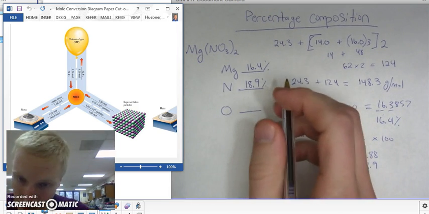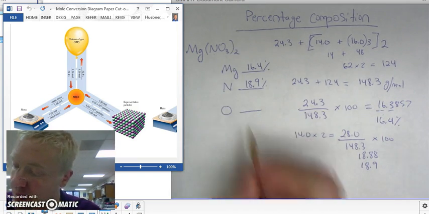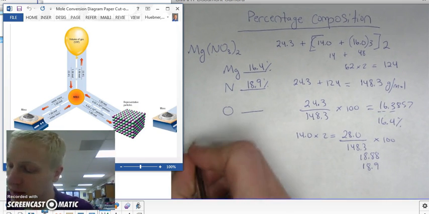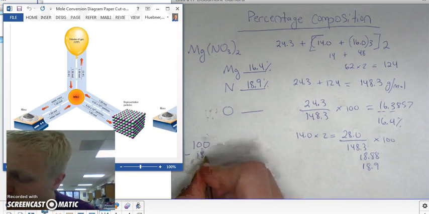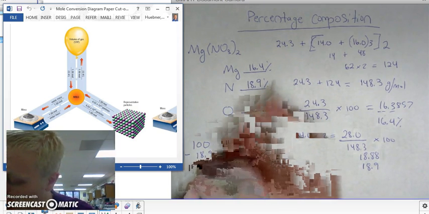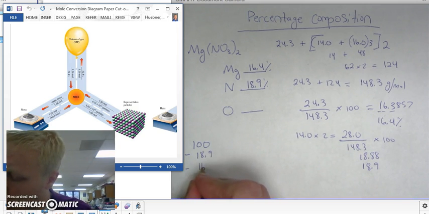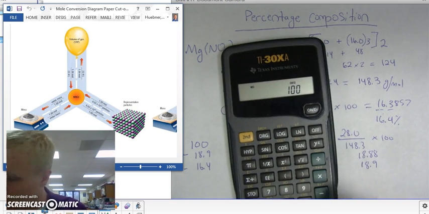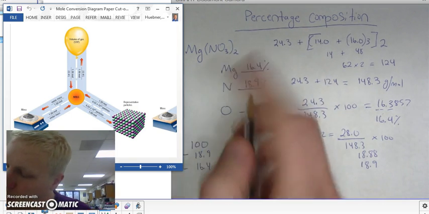Alright, now there's 2 ways to find this third one. I'll do one way first and then the other way second. Once you've found all of them except for the last one, what you can do is take the overall percentage, which should be out of 100%, and just subtract the other percentages. 100 minus 18.9, and then also minus 16.4 gives me 64.7%.